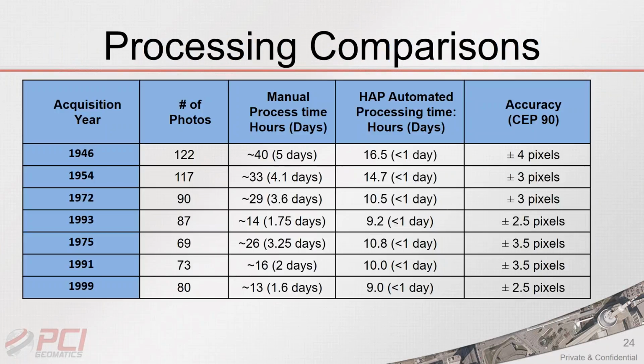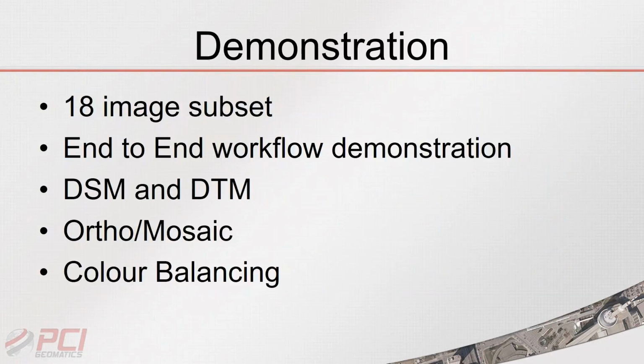Just to give you a sense of some of the processing projects that we've done for clients around the world, this gives you an idea of the year of acquisition, the number of photos, the actual processing time using manual methods, and then the processing time using HAP. So in some cases we are quite a bit faster, and this is obviously a great benefit to end users. So this really is helpful for customers around the world.